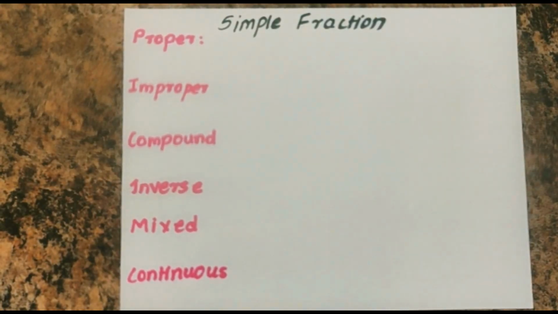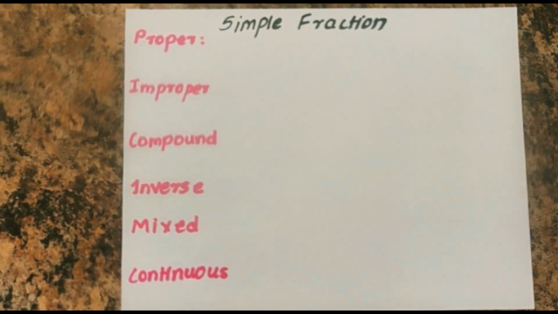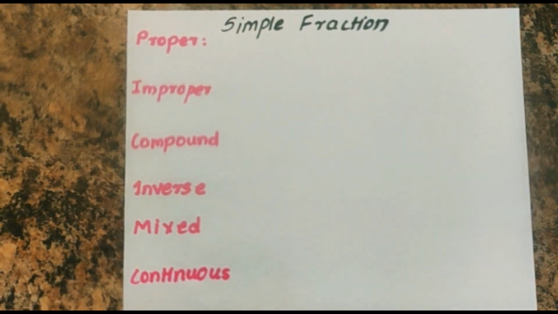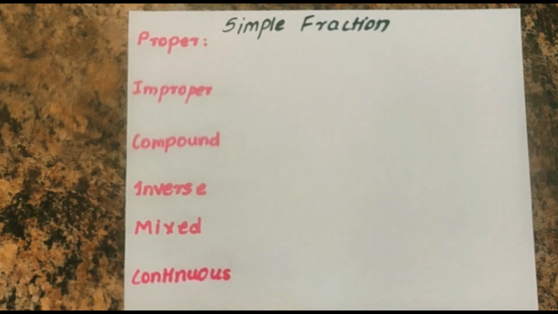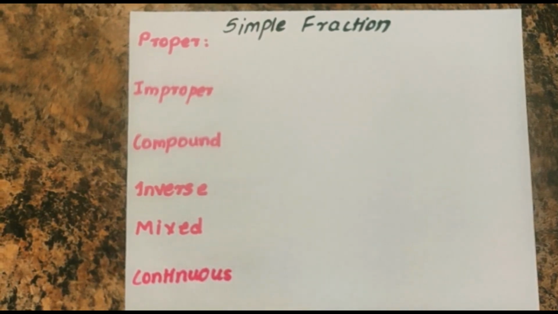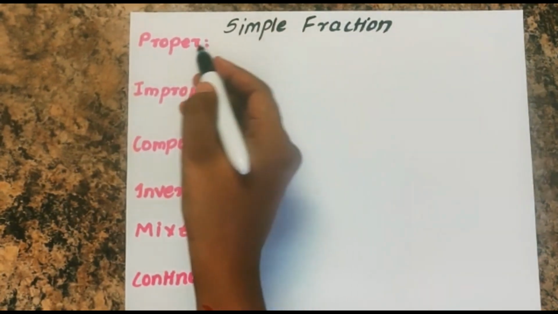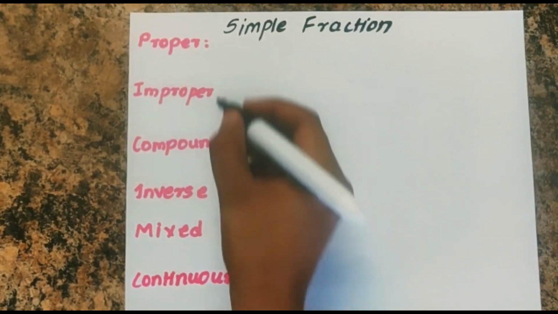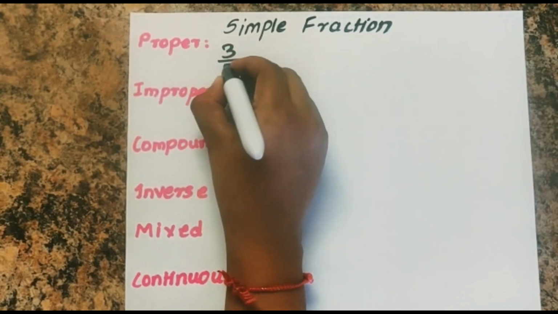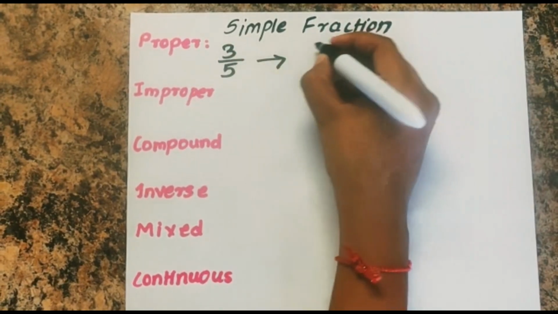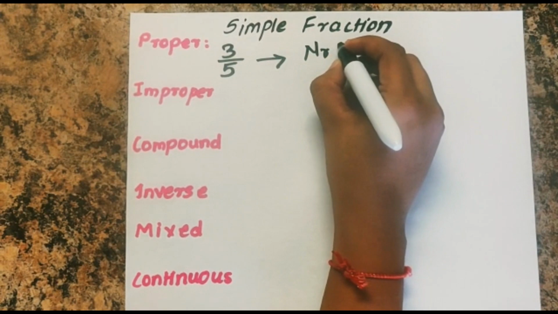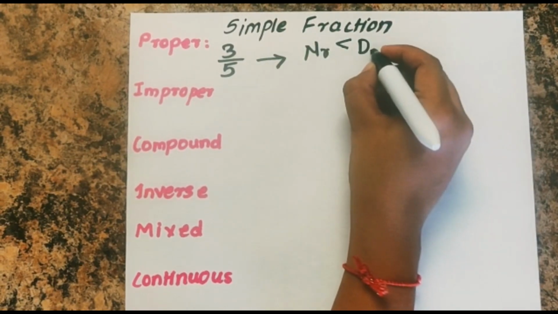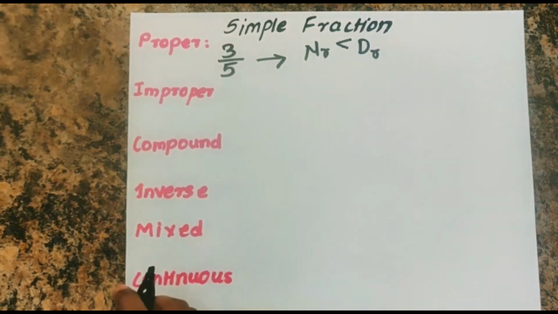Today we will look at what a simple fraction is and some of its types. So a simple fraction is a fraction. Fraction means any number that has a numerator and a denominator. In the case of a proper fraction, the numerator is less than the denominator. For example, say 3 upon 5. Here the numerator is 3, which is smaller, and the denominator, which is 5, is bigger.